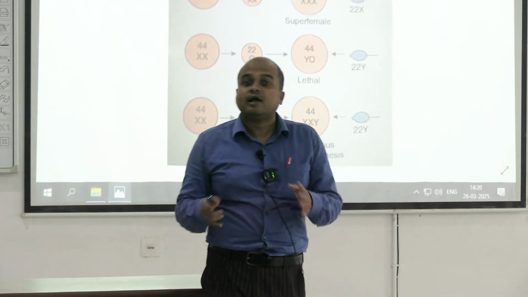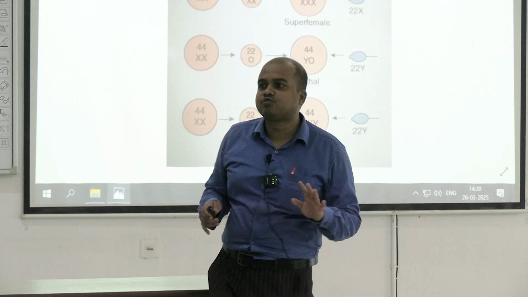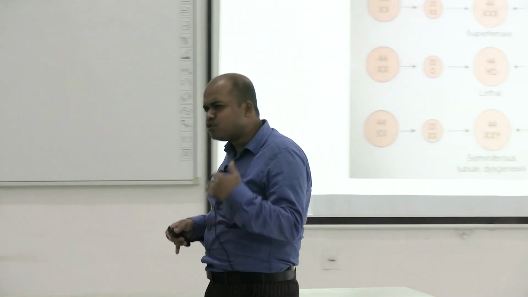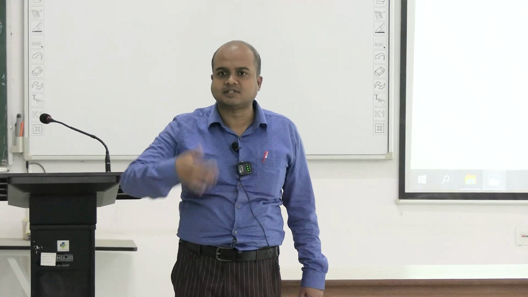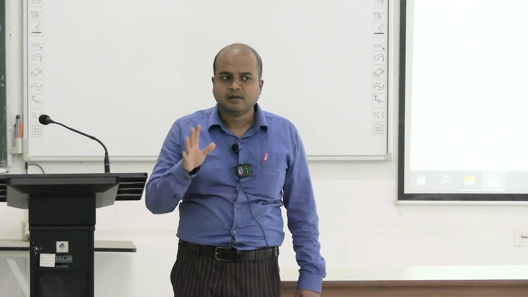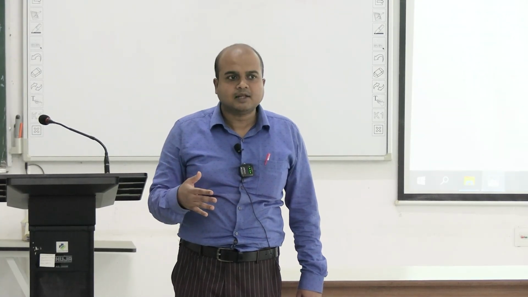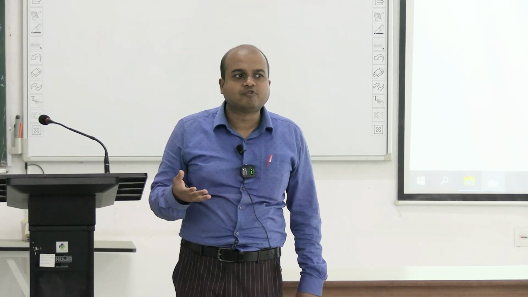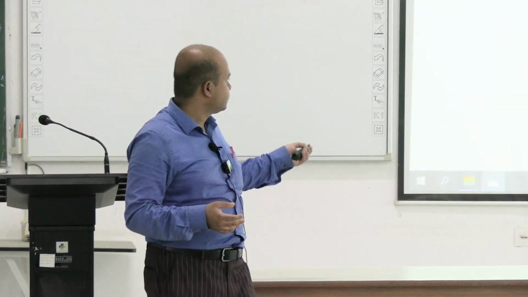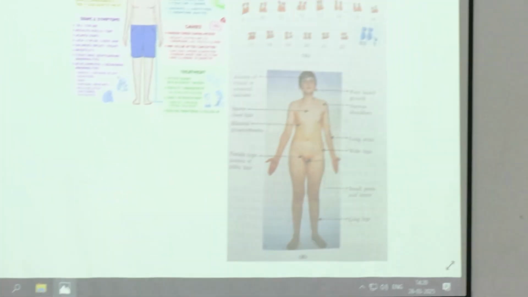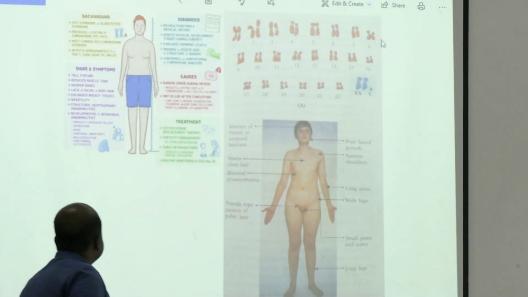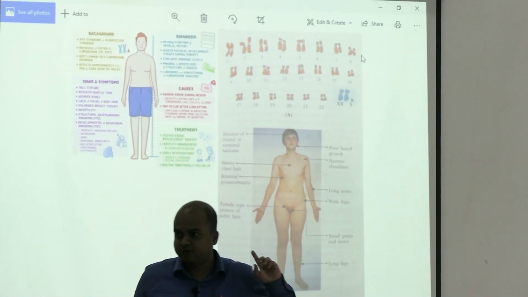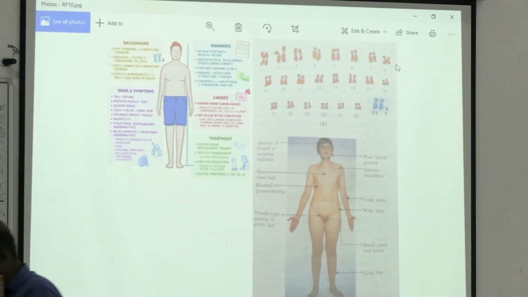Now, Turner's and Klinefelter's, at least for the first year, most symptoms or most signs, not only symptoms, the signs, whatever you can see from outside. Signs are those elicited by the clinician. So, whatever you can see from outside, this is XXY, this is Klinefelter's, seminiferous tubule dysgenesis.